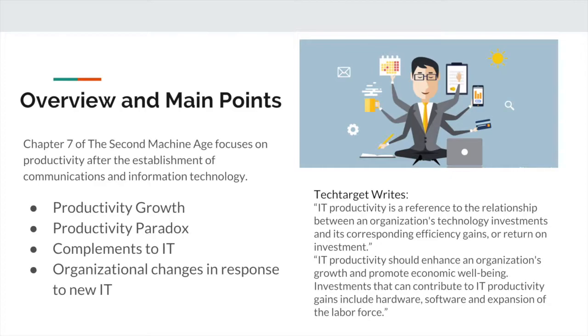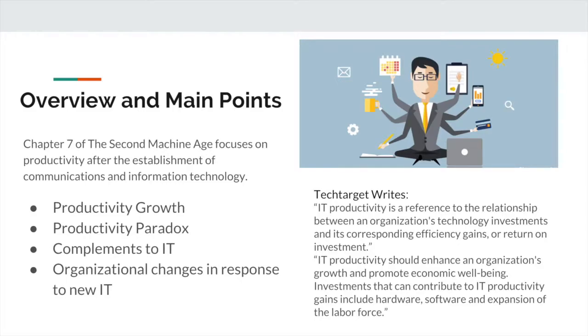And to define IT productivity, Tech Target writes, IT productivity is a reference to the relationship between an organization's technology investments and its corresponding efficiency gains, or return on investment. IT productivity should enhance an organization's growth and promote economic well-being. Investments that can contribute to IT productivity gains include hardware, software, and expansion of the labor force.